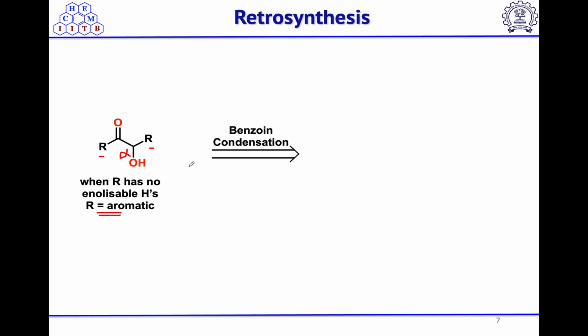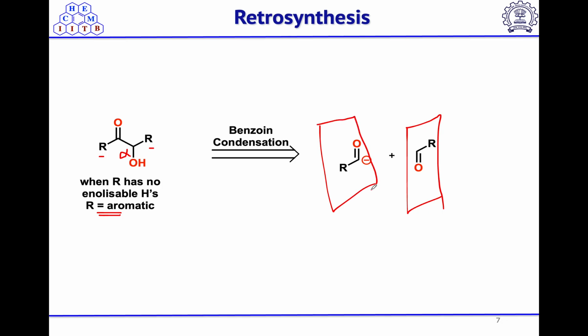Okay, no problem. So if R is aromatic, with no ionizable proton, and the product is an alpha hydroxy ketone, then we can get this molecule via benzoin condensation. We should have this electrophilic aldehyde and this nucleophilic aldehyde, and in the forward direction we get the benzoin condensation product. I guess all of you have heard about this benzoin condensation, right?